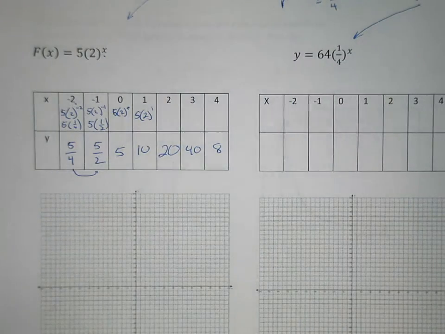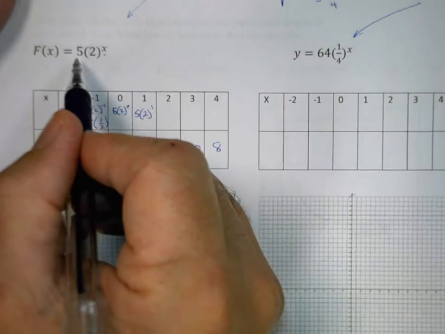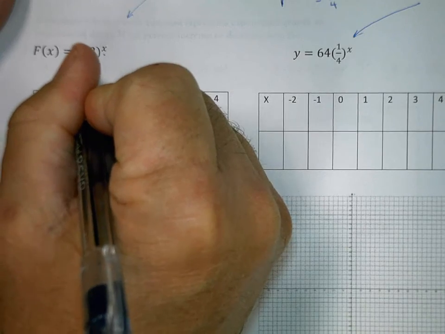All right. So what I'm going to tell you here is we have our initial value. I'm going to call it A.